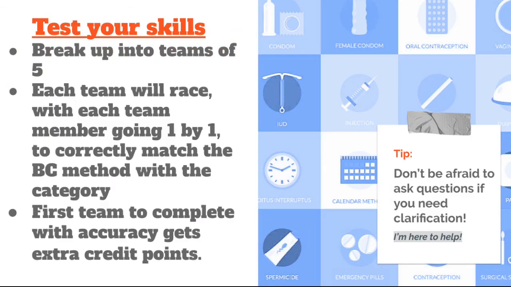Now that we completed the chart, and before I hand out a copy for you to keep, I want you to test your new skills. Break up into teams of 5, and we will have each team race, with each team member going one by one to correctly match the birth control method with the appropriate category. The first team to complete with 100% accuracy will get extra credit points.